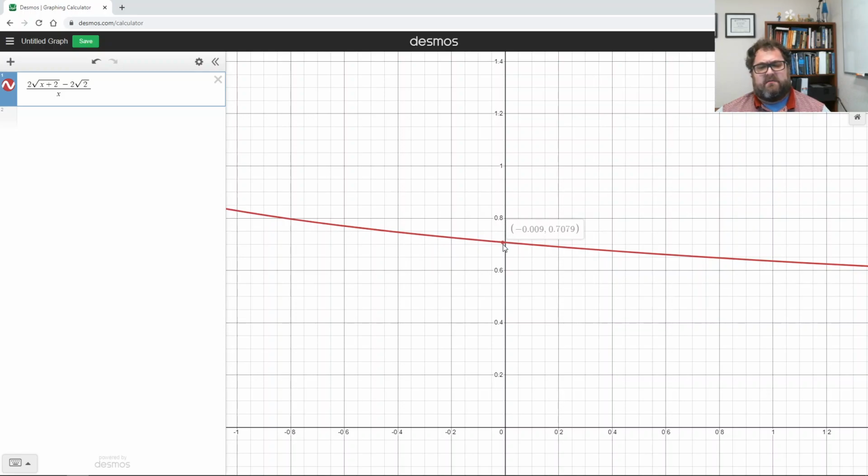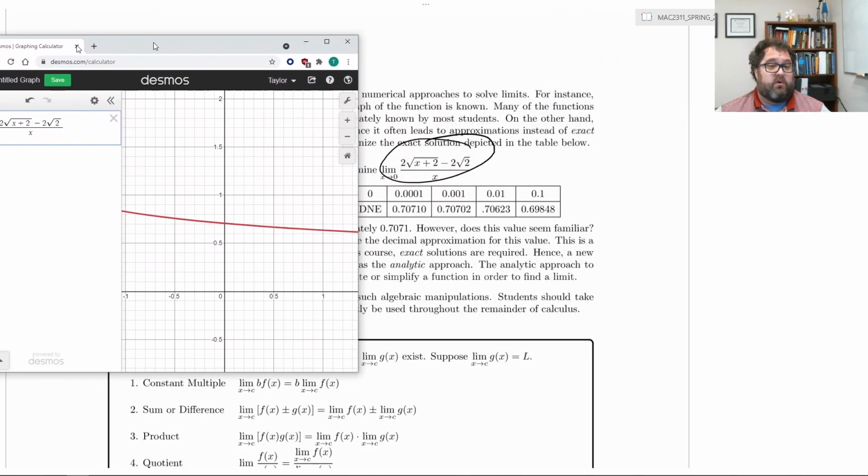Now you might say to yourself, okay, I guess the limit's 0.7. But again, that's an approximation. The limit is close to 0.7, but not exactly. So this is a perfect example where the graphical approach doesn't work well.